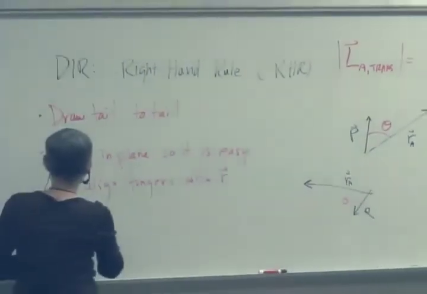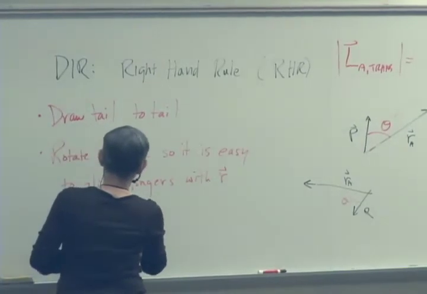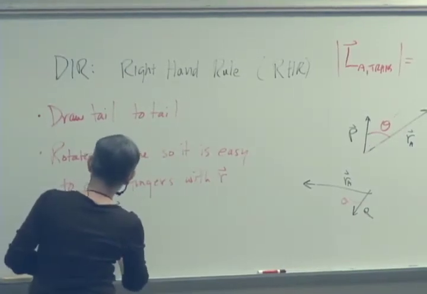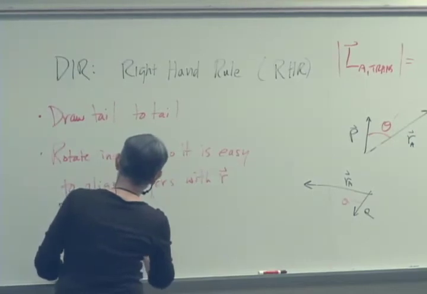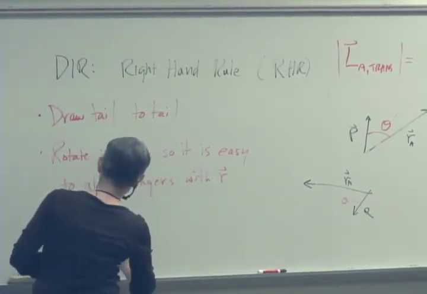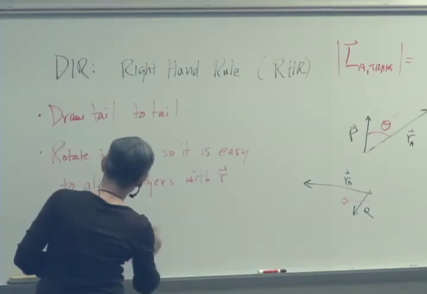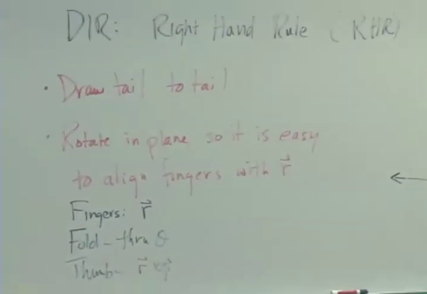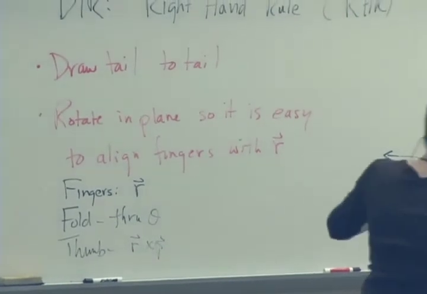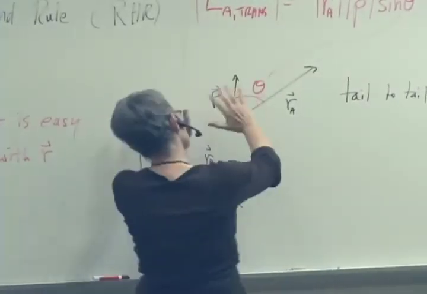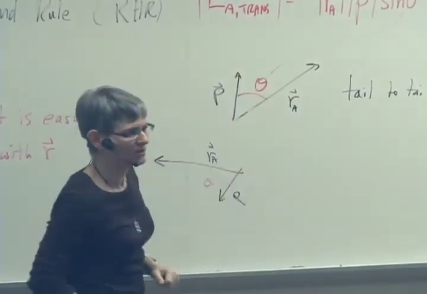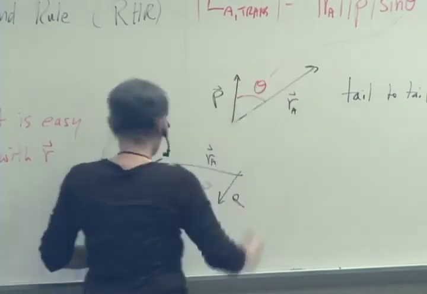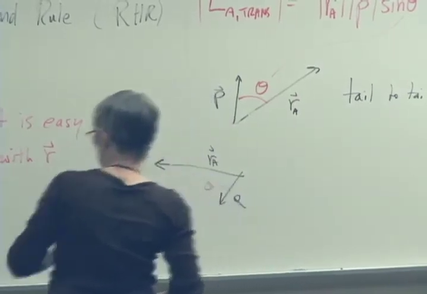So fingers fold through the angle theta, and your thumb sticks out in the direction of R cross P. But sometimes it's just kind of awkward to do, so you don't actually have to do that to get the cross product. You're actually allowed to make it easy for yourself. Just imagine, draw them on a paper and turn the page, whatever you need to do, until it's comfortable to align your hand with R and rotate through the angle theta to get to P.